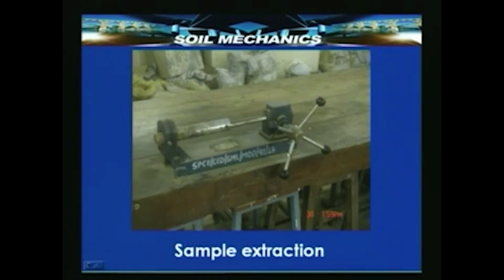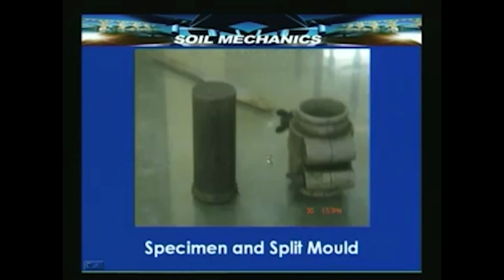and here is a unit which is meant for extracting a sample from a core box that is brought from the field. We extract a core from the field, and then from that we take out a sample. From the sample we then cut out a specimen.